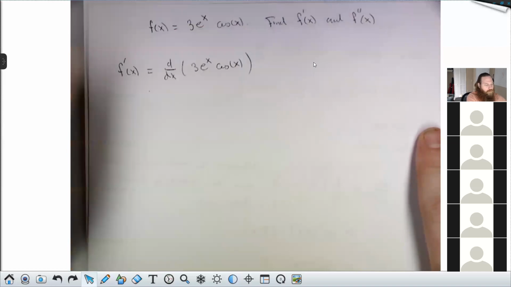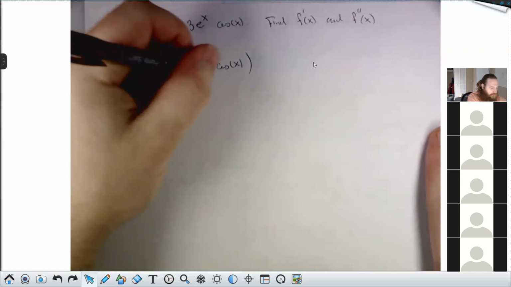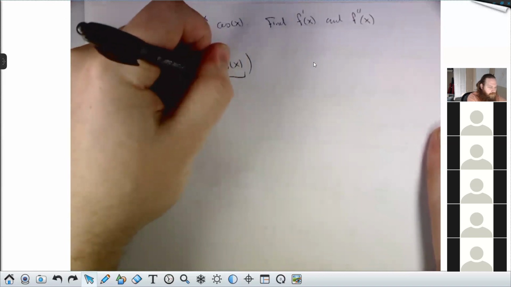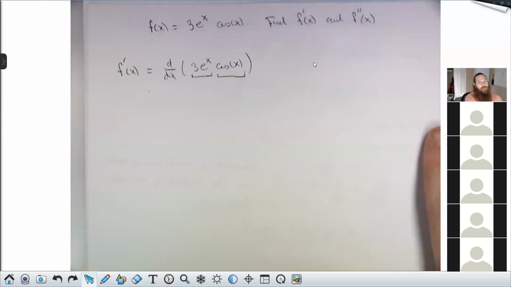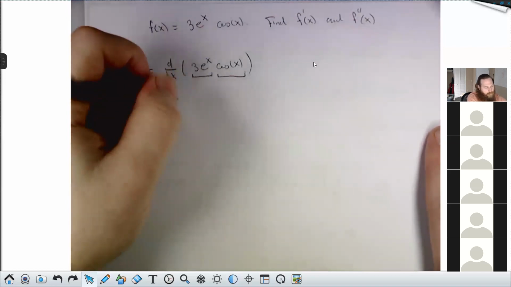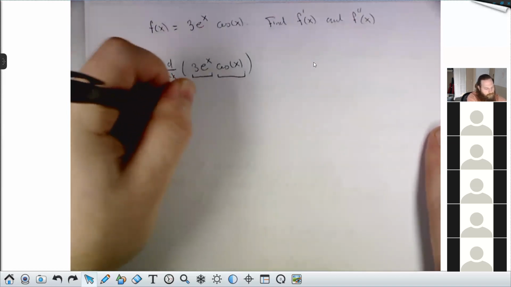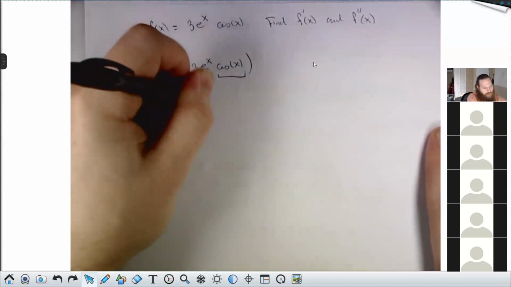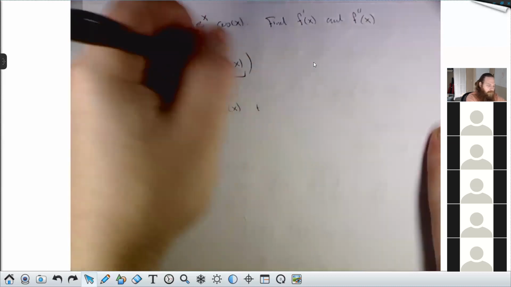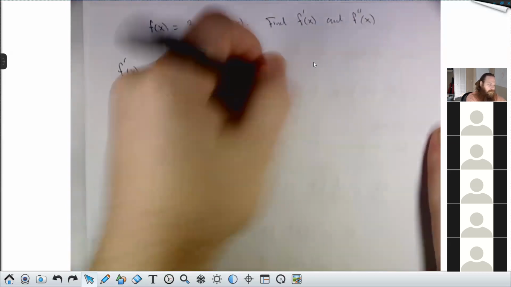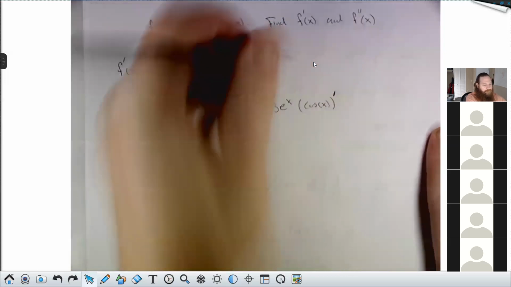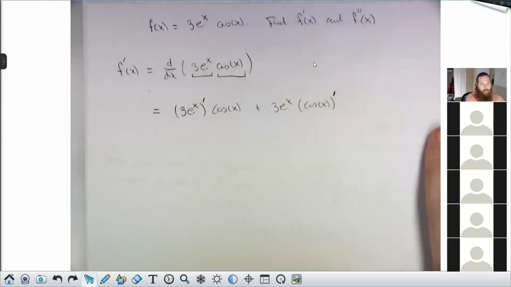And there's a bunch of ways to do this. I would, for simplicity, say we think it's definitely a product rule, and I would take that for my first and that for my second. So I'll have the derivative of the first times the second plus the first times the derivative of the second. That's the product rule.